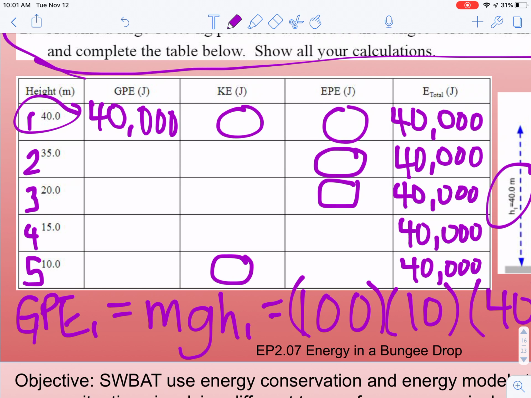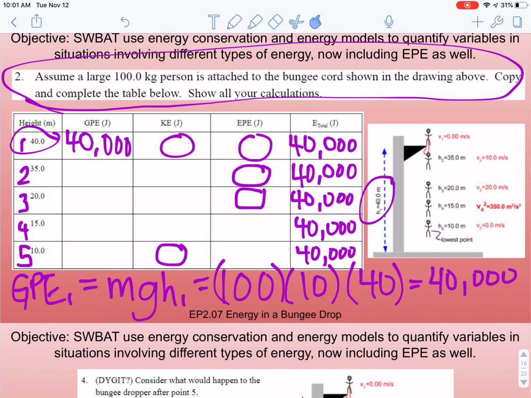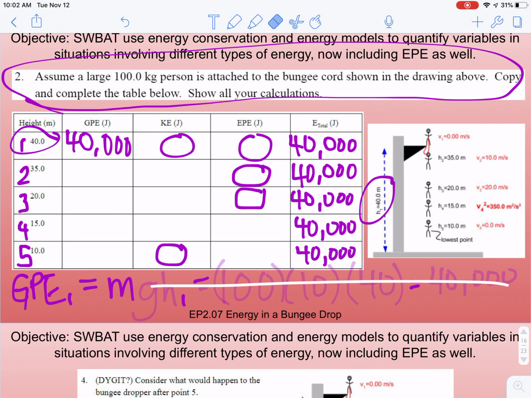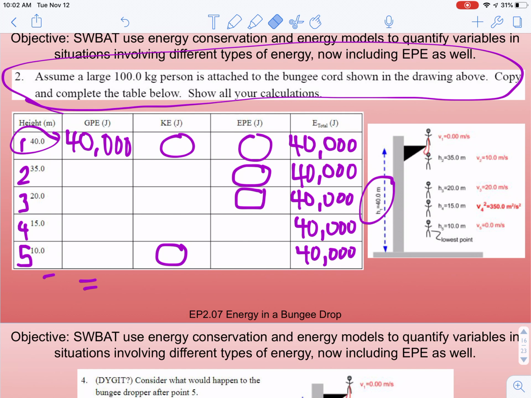Okay, so we're done with that. We've got that all filled in. I'm going to erase this down here, so pause if you need to. Oops. Okay. Next, I'm going to do the GPE at 0.2. So height 2 is 35, so I'm going to do GPE 2.